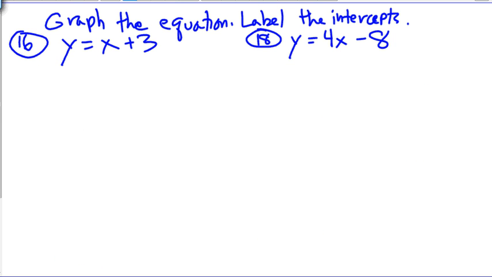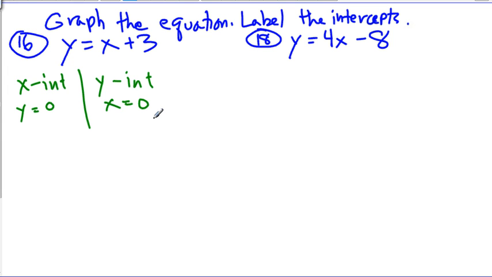Okay, for number 16 to 26, we want to graph the equation, and we want to label the points where the line crosses the axes. So those are the intercepts. So let's first find the x-intercept, which is when y equals 0. So I have to do the same math that I did before. And the y-intercept when x equals 0. But then at the end, I'm going to have to graph these, and I might need to put another graph in here. We'll see. Let's see how much room I have.